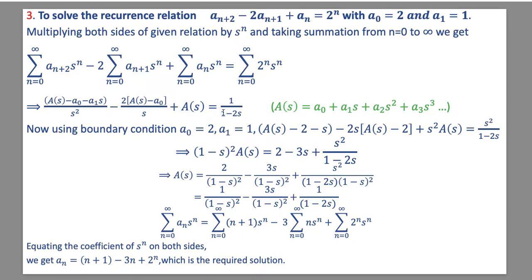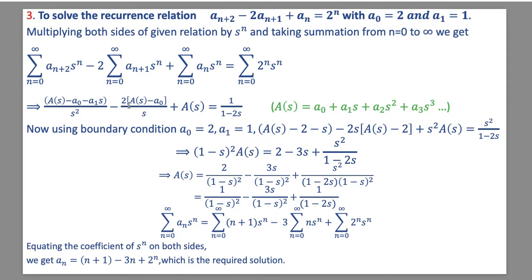Now using the boundary condition a naught equal to 2 and a1 equal to 1. So if we substitute a naught equal to 2 and a1 equal to 1, we get As minus a naught is 2, a1 is 1, so s upon s square. So s square, I have multiplied each term by s square, so I have written s square here.